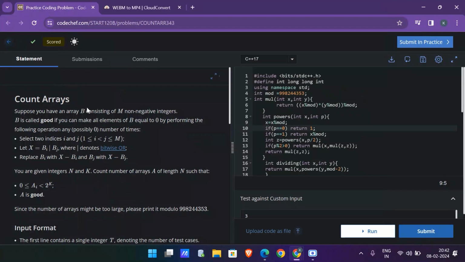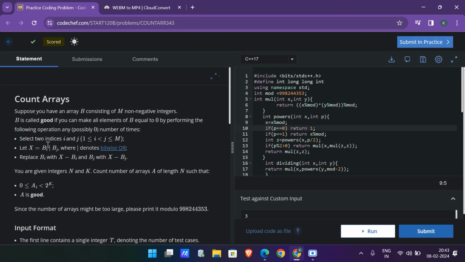Let's solve the question Count Arrays. In the question, you'll be given an array B of size M, and B is called good if you can make all the elements of B equal to 0. Now you have to find how many ways you can form the array B such that if you perform these operations on the elements of B, you can make all the elements 0.